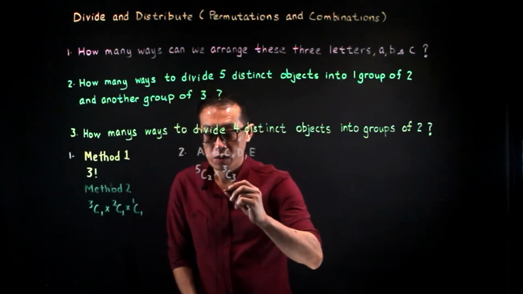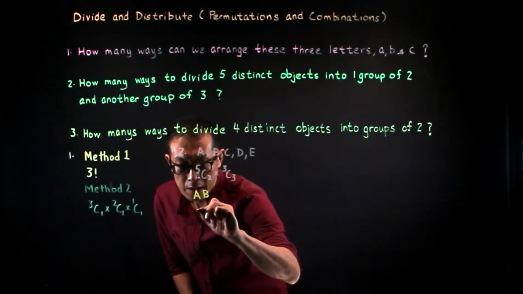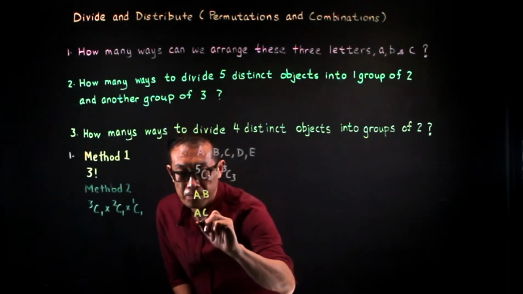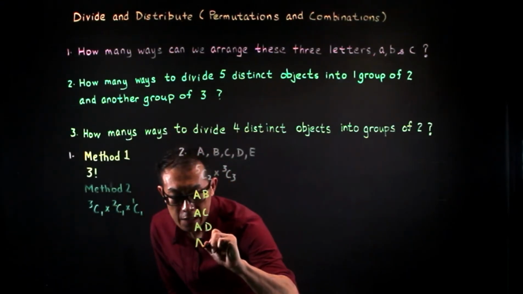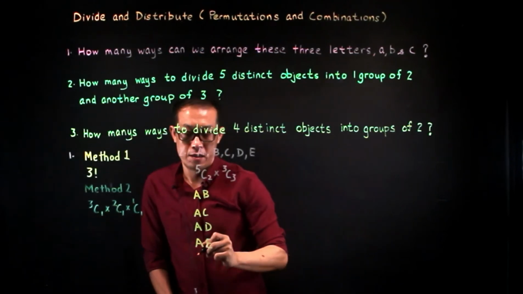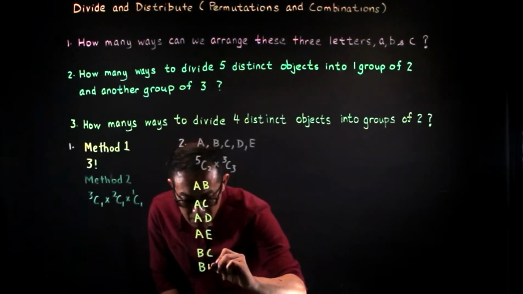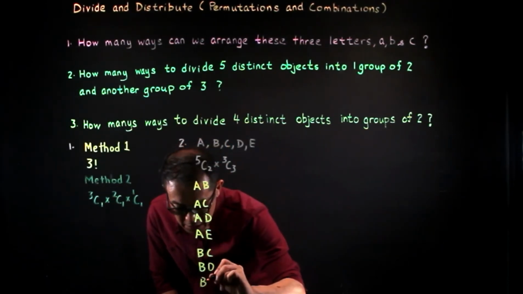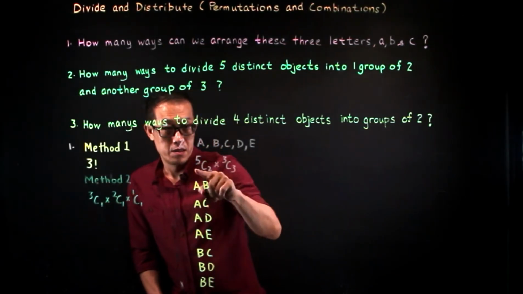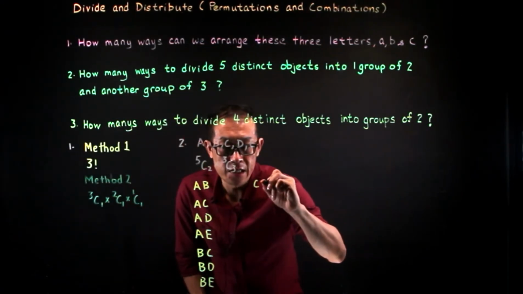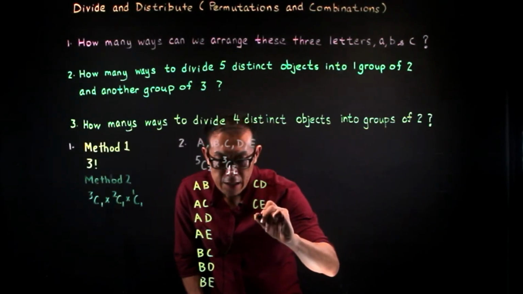So 5C2, you have AB, AC, AD, AE, BC, BD, BE, you have CD, CE, and DE.